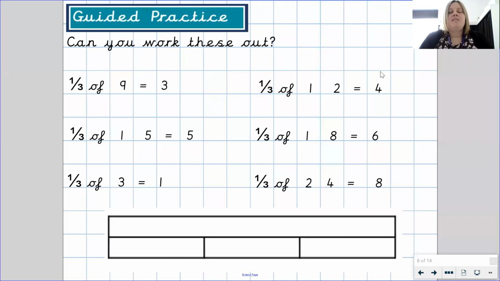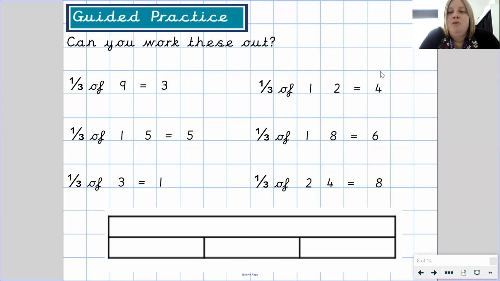So now let's check your answers. 1/3 of 9 is 3. It is the same as saying 9 divided by 3 equals 3. 1/3 of 15 is 5. It is the same as saying 15 divided by 3 is 5, sorry. 1/3 of 3 is 1. It is the same as saying 3 divided by 3, which gives us 1.